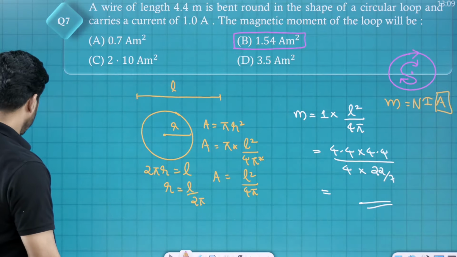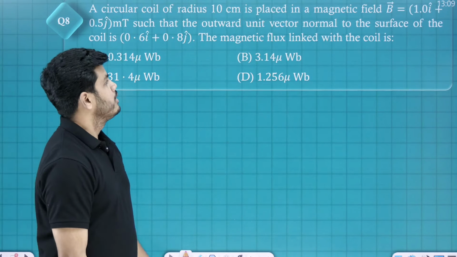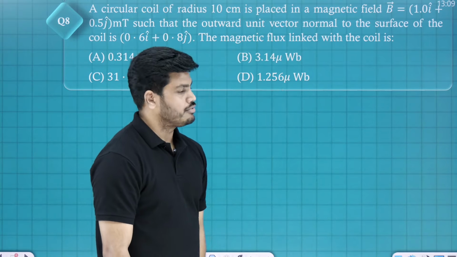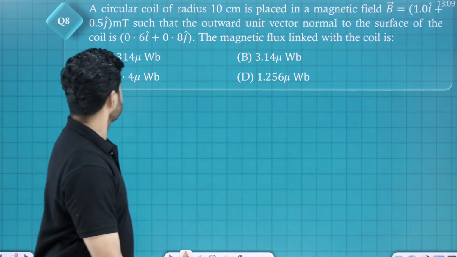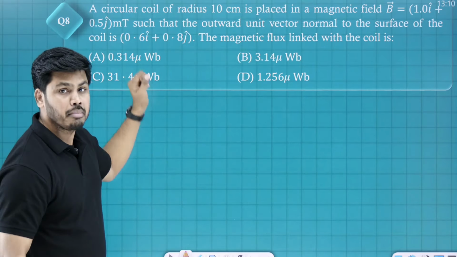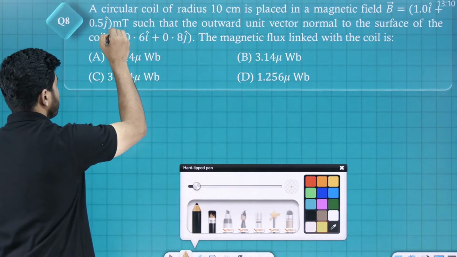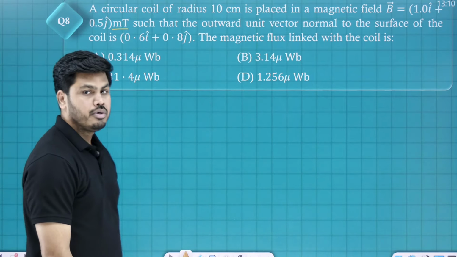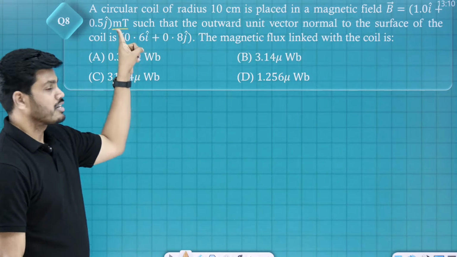Good. Now, next one. A circular coil of radius 10 centimeter is placed in a magnetic field. Again, magnetic field is given in the vector form, 1 i cap plus 0.5 j cap millitesla. See, I want to remind you something here. This part is very, very important because that millitesla we may not notice, that conversion, 10 raised to minus 3.